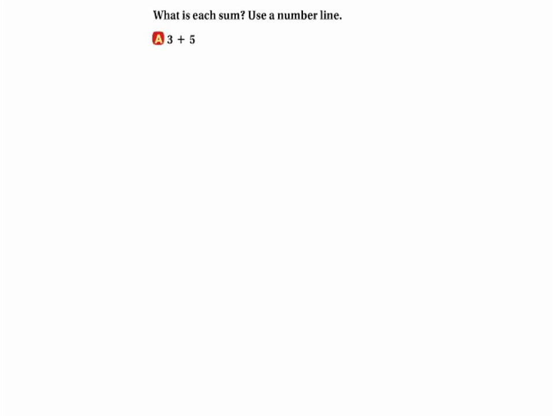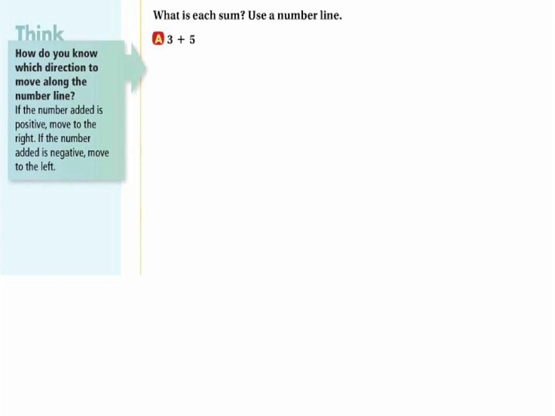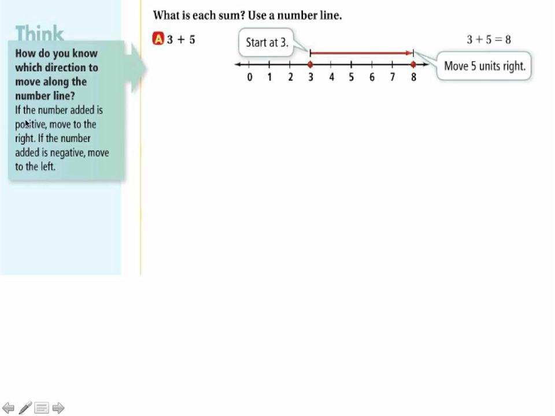So here we go as we look through. The sum, the answer to an addition problem, of 3 plus 5. We need to know what direction to move along the number line. If the number added is positive, move to the right. If the number added is negative, I would move to the left, because positive numbers are to the right on the number line and negative numbers are to the left. So if I take 3 and add 5, well, 5 is positive, so I'm going to add to the right. Start at 3, move to the right, and it should be 8.